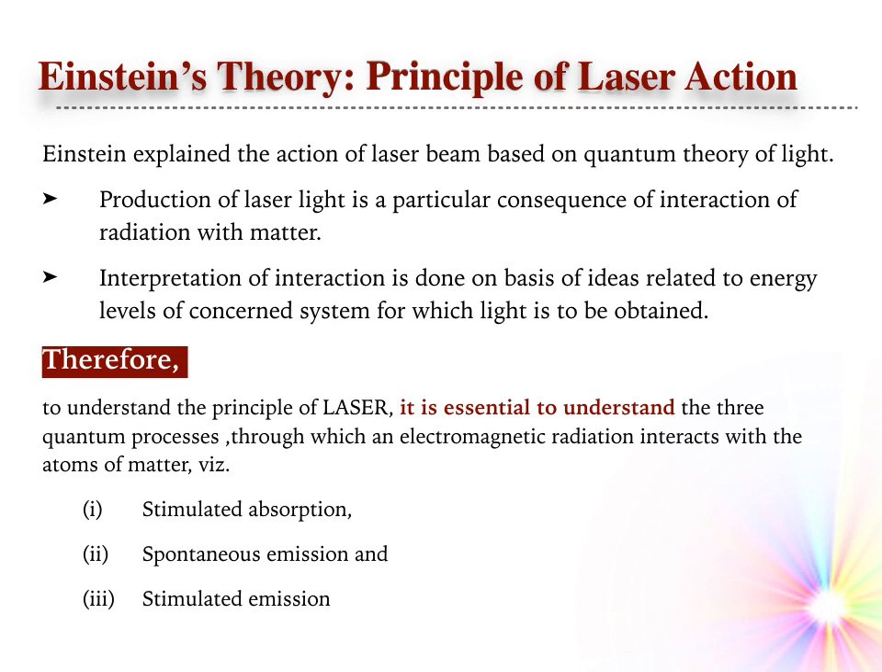According to Einstein, when a radiation is incident on a material, three types of process occur simultaneously. First is stimulated absorption, second is spontaneous emission, and third one is stimulated emission. This stimulated emission is the basic principle of laser action. So in the next few slides, we will discuss these three processes of interaction one by one.